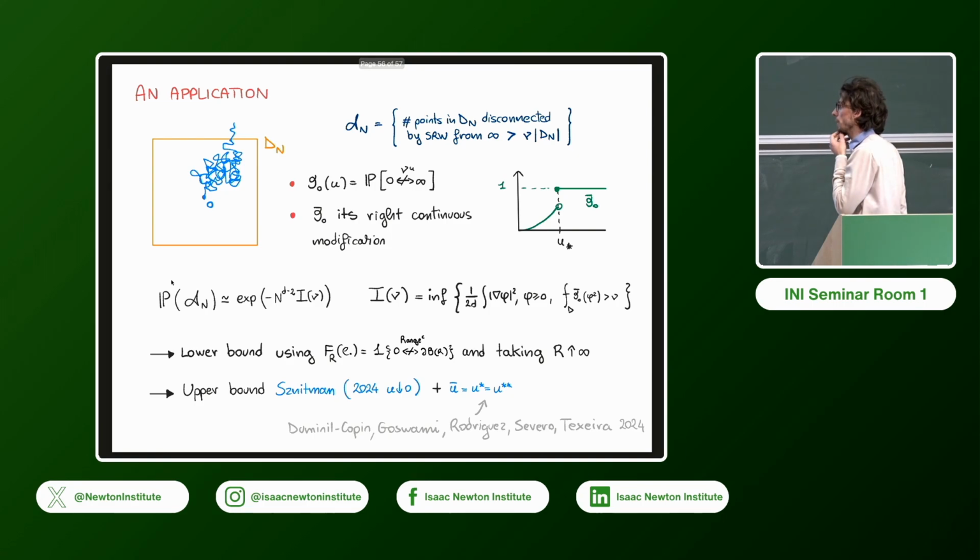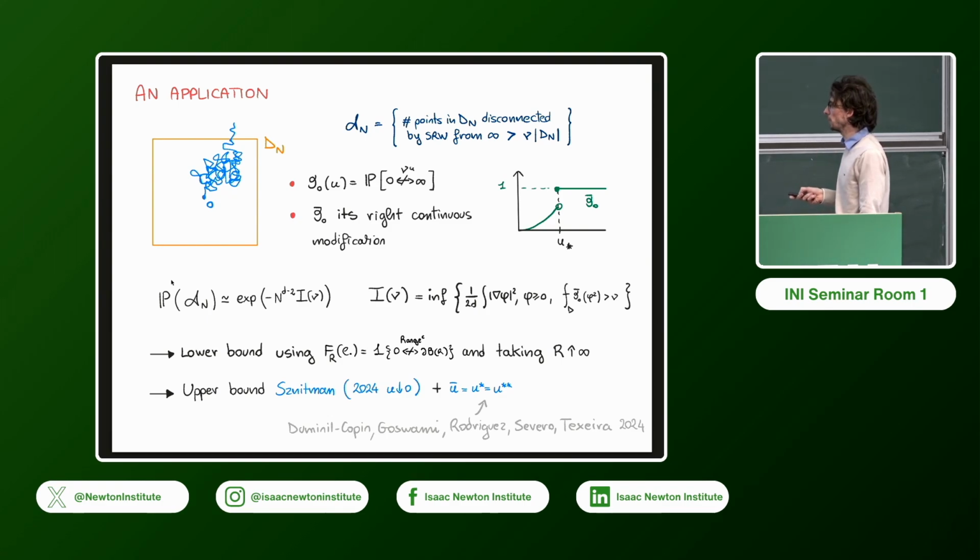And the upper bound is much more complicated, and it is due to Sznitman in a paper in Inventiones, 2024, and he was mostly interested in the random interlacement case, so you still need to take u to 0, plus the equality of the critical parameters, plus the sharpness of the phase transition for percolation of random interlacements. That is also something very new by Duminil-Copin, Goswami, Rodriguez, Severo, and Teixeira.